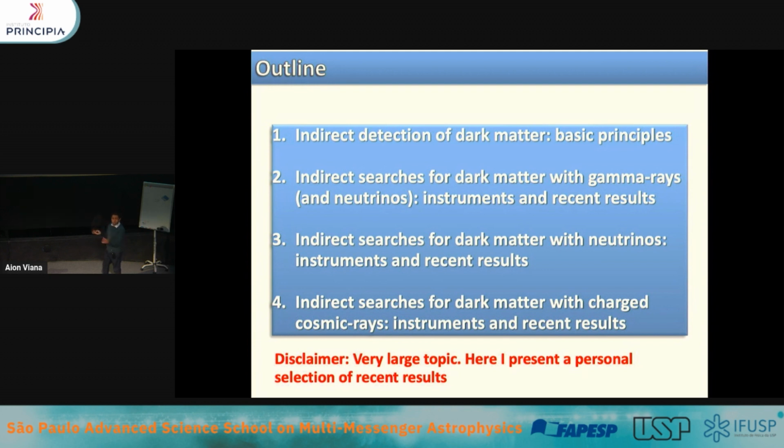I'm going to describe a little bit the general aspects of indirect detection of dark matter and then go through some of the most recent results. This is a very short talk. It's not a full lecture. I'm going to give you a basic overview of where we are in this type of searches.